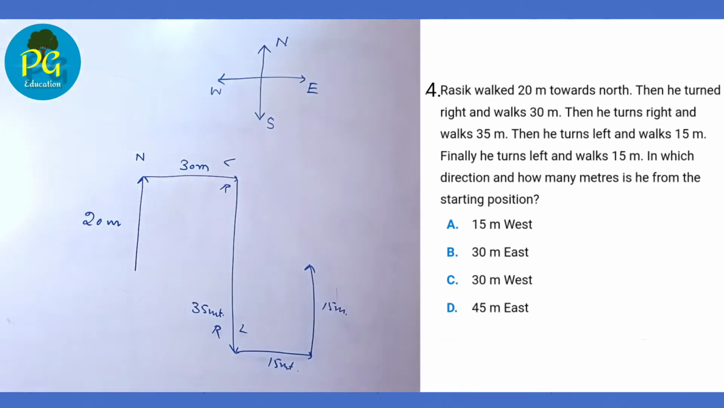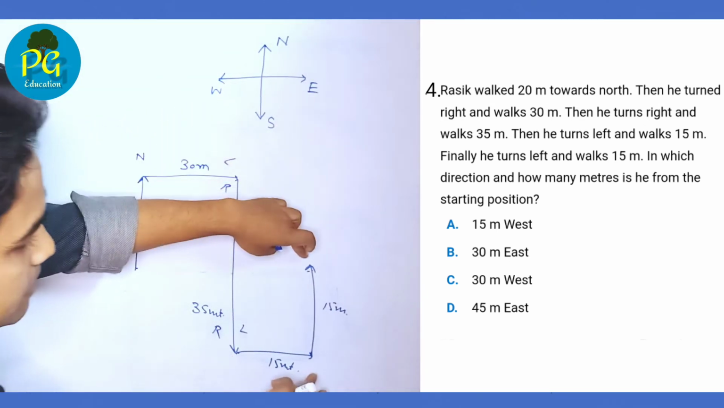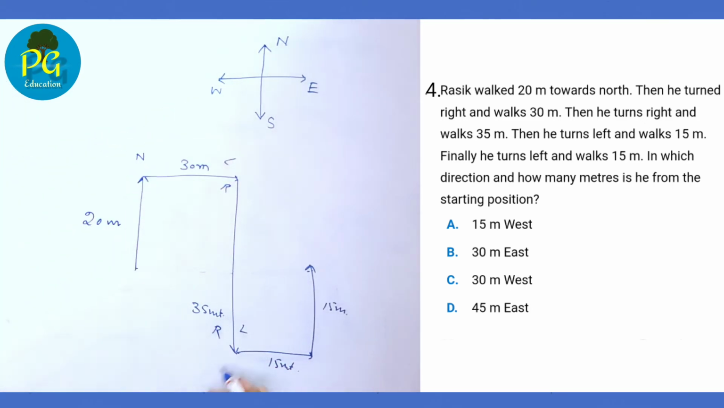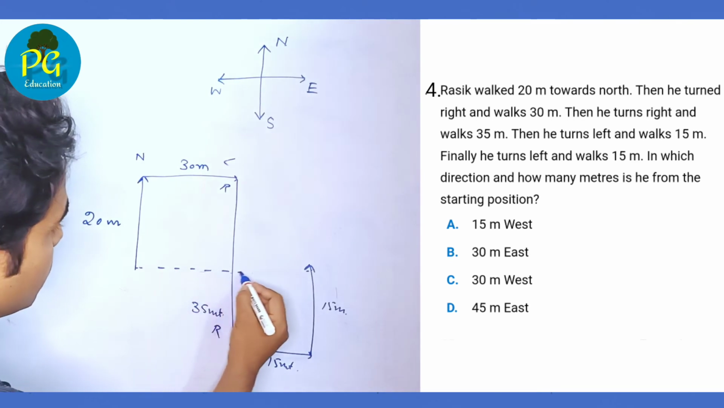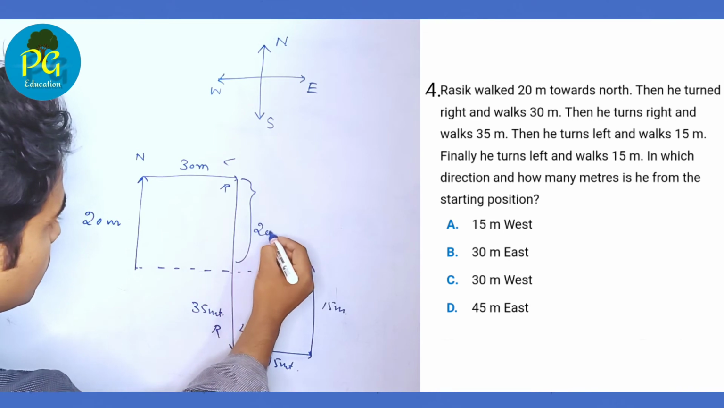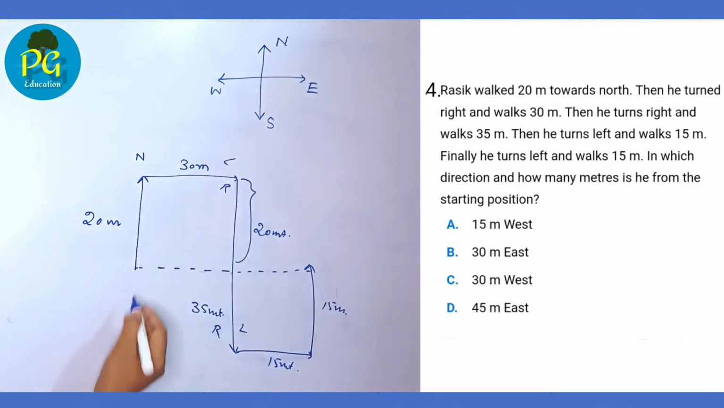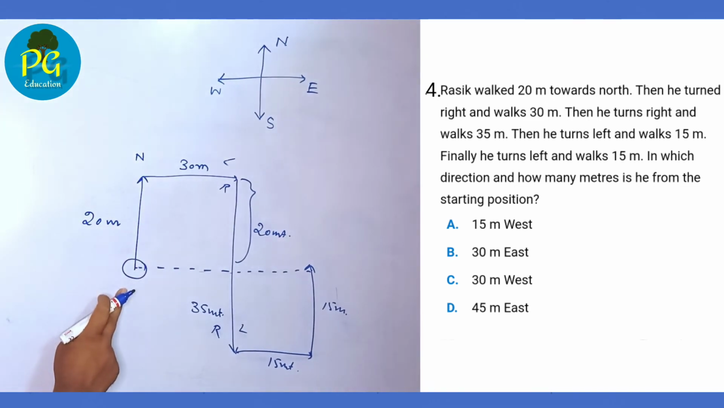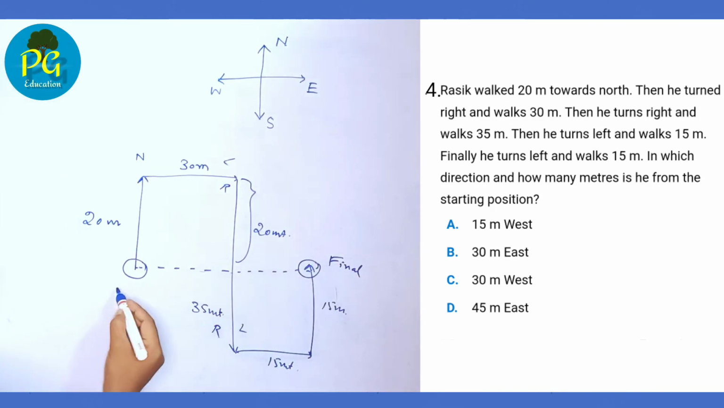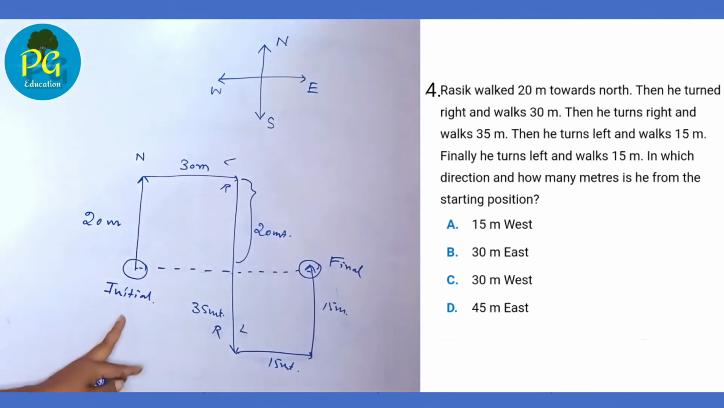Okay, now you look, this length is 35 meter and this is 15 meter. So if you subtract 15 from 35, this length is 20 meter, which is equal to this length. Okay, it is the initial position of Rashik, it is the final position of Rashik, and it was the initial position. So what is the position of Rashik now?